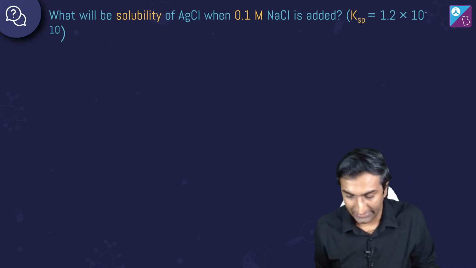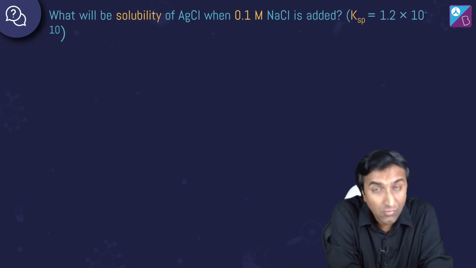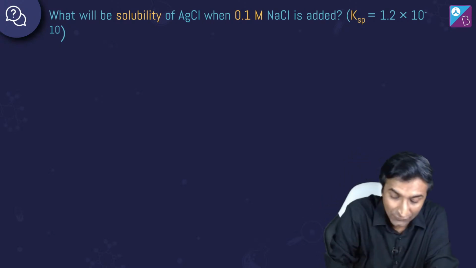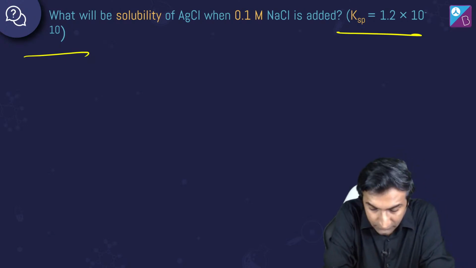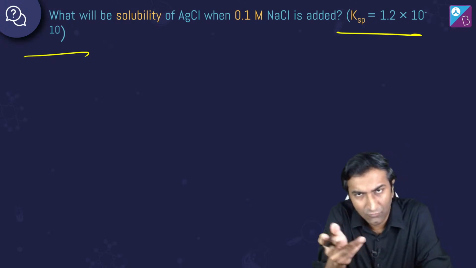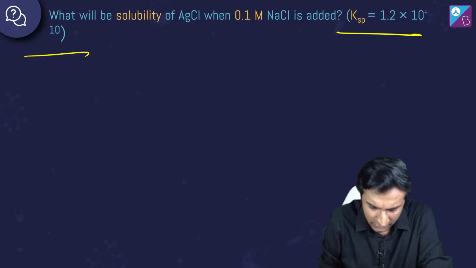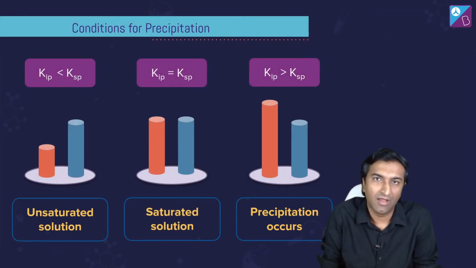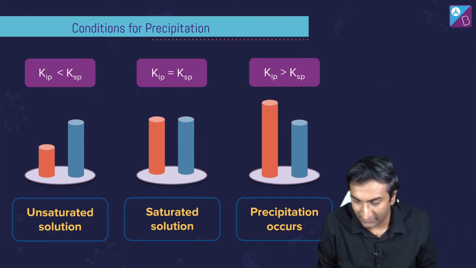चलो, let's look at this interesting question now. What will the solubility be of AgCl when you add 0.1 molar of NaCl to it? Okay, KSP की वैल्यू यहाँ पे दी गई है. This is very interesting. What do you think happens here? The thing to note, as usual, what do you have to do? KIP निकालो पहले. But there's one more thing over here. KIP निकालो. अगर KIP is greater than KSP, then precipitate हो जाएगा. अगर it's equal, then no precipitate. अगर वो कम होगा तो unsaturated हो जाएगा. ठीक है? That's the condition.